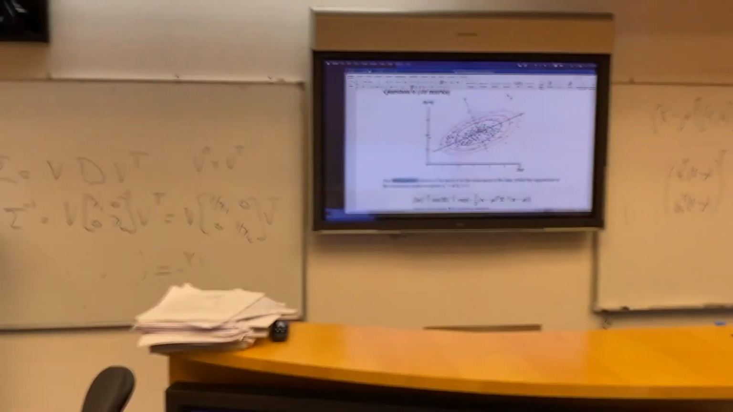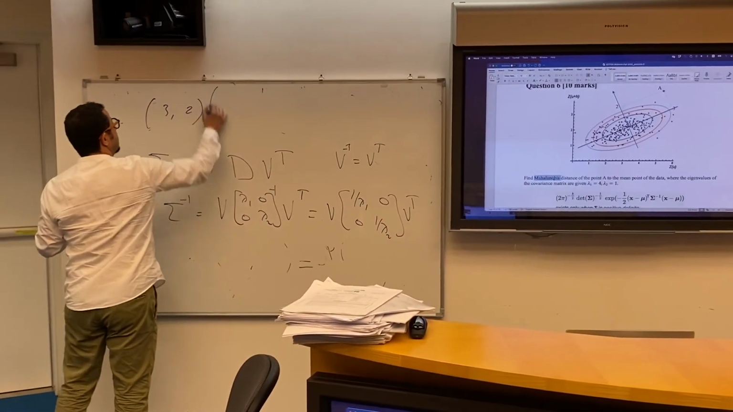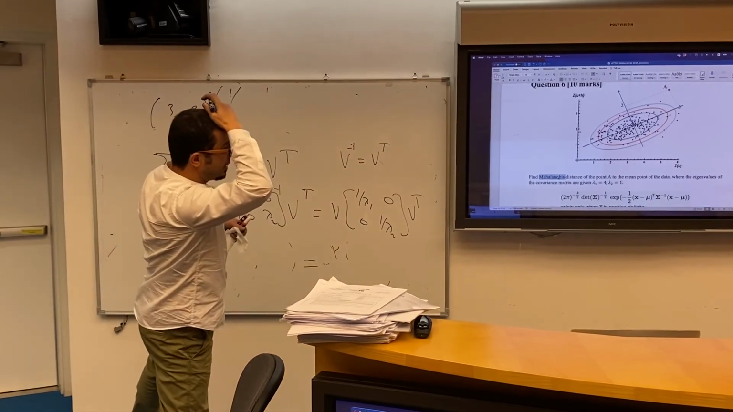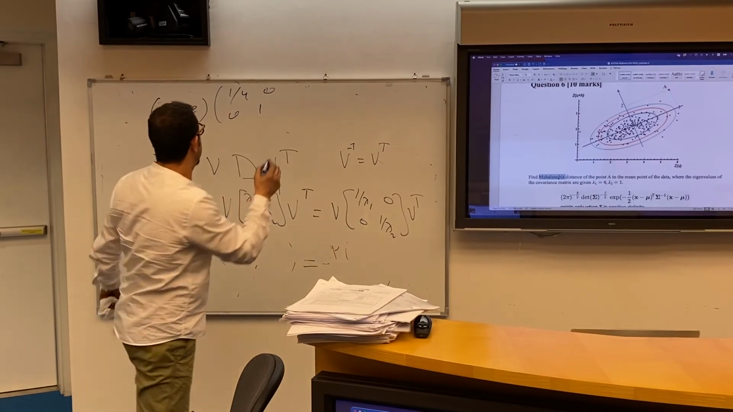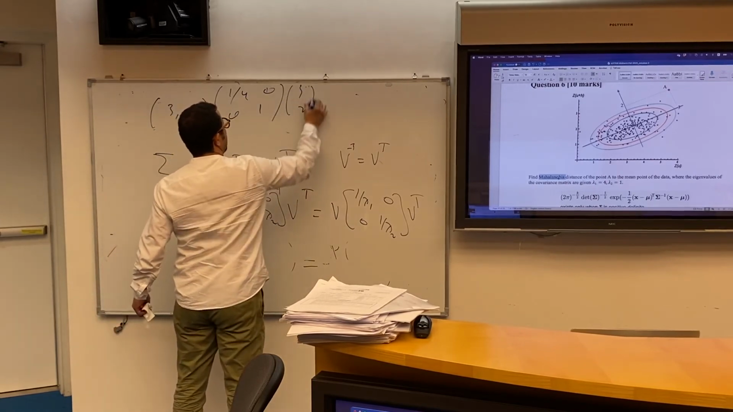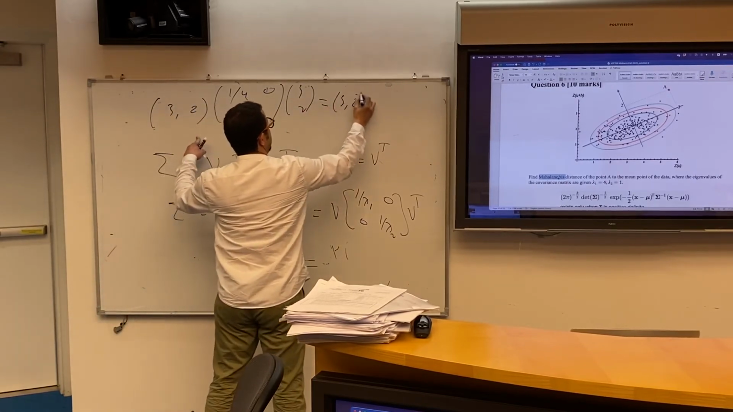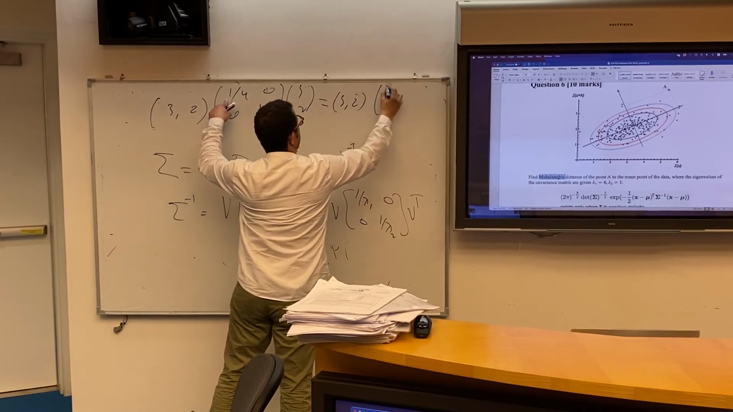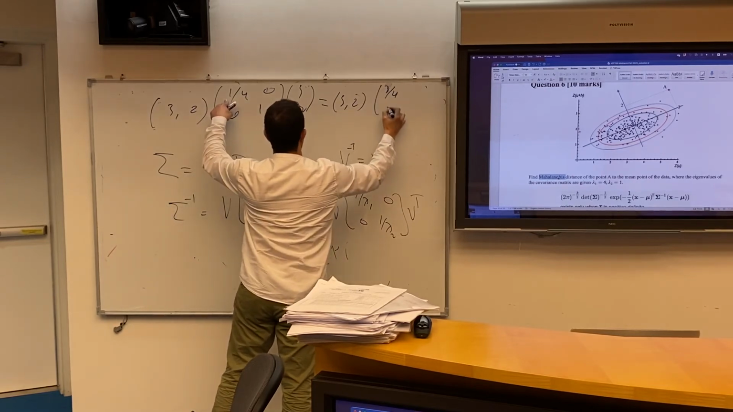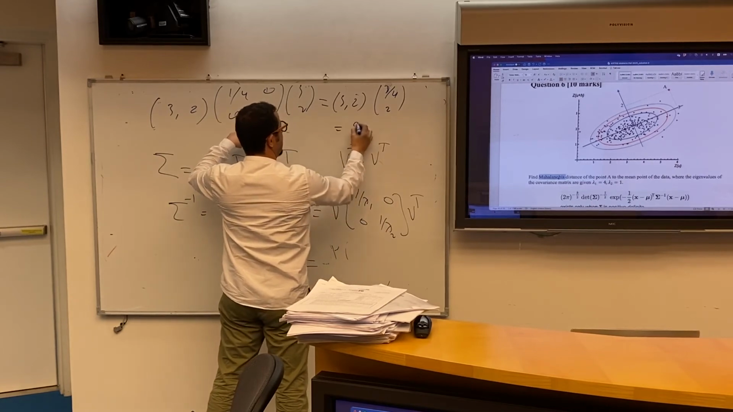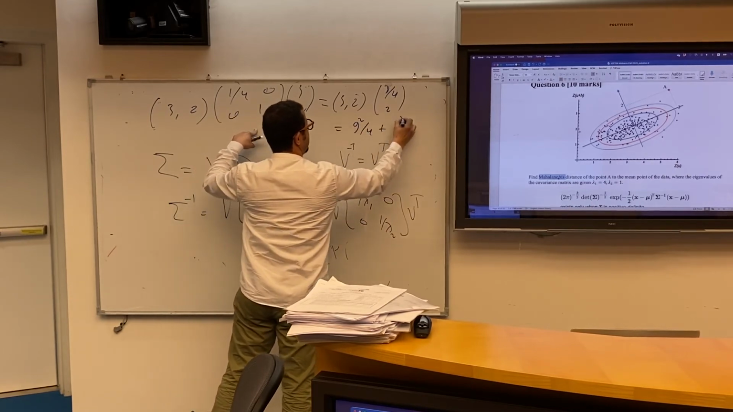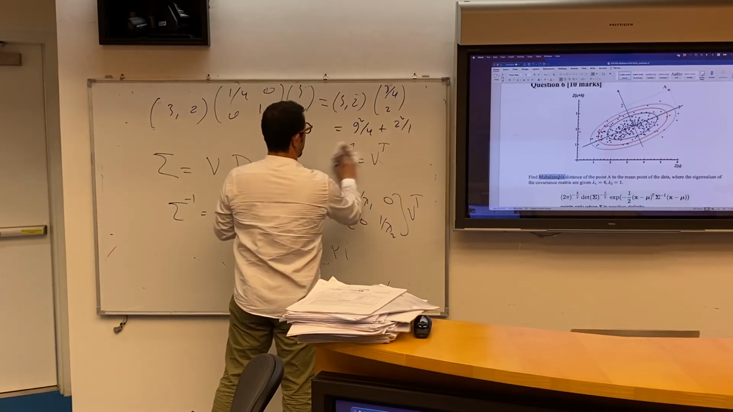So what will be here? It will be 3, 2 times 1 out of 4, 0, 0, 1 out of 1 times 3, 2. What is it, please? 3, 2 times 3 out of 4 and 2, one more 2. If I multiply here, it will be 9 out of 4 plus 2 square out of 1. This is distance.